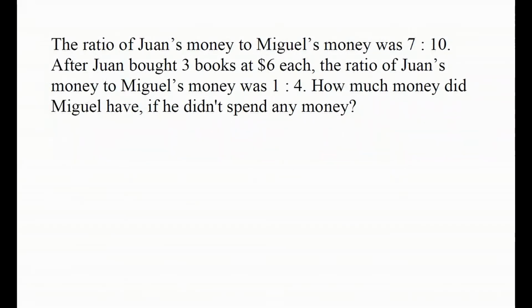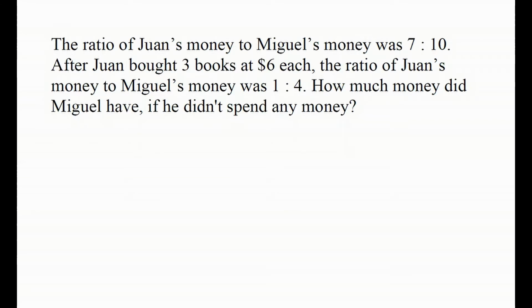The ratio of Juan's money to Miguel's money was 7-10. After Juan bought 3 books at $6 each, the ratio of Juan's money to Miguel's money was 1-4. How much money did Miguel have if he didn't spend any money? So we're going to work on this problem visually.